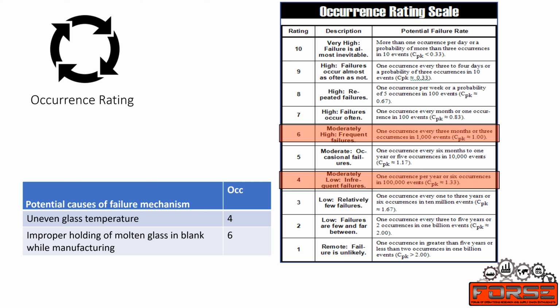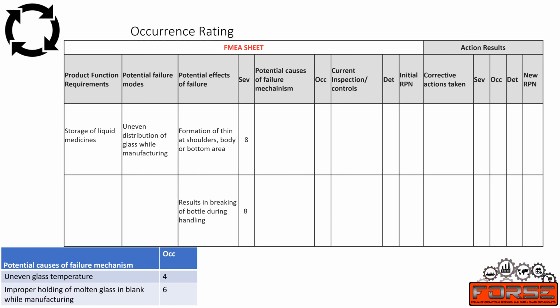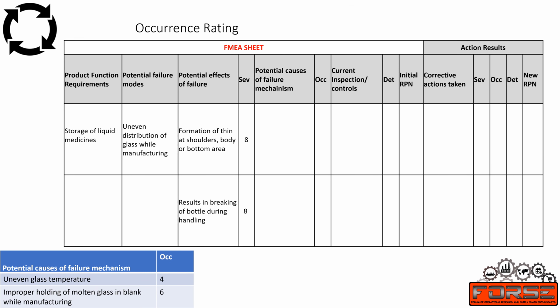The improper holding of molten glass, or gob, in the blank while manufacturing results in non-uniform pressure on the surface of molten glass, resulting in a thinner cross-section. This will lead to breakage of glass while manufacturing. The occurrence of this is moderately high and hence we give it an occurrence rating of 6.